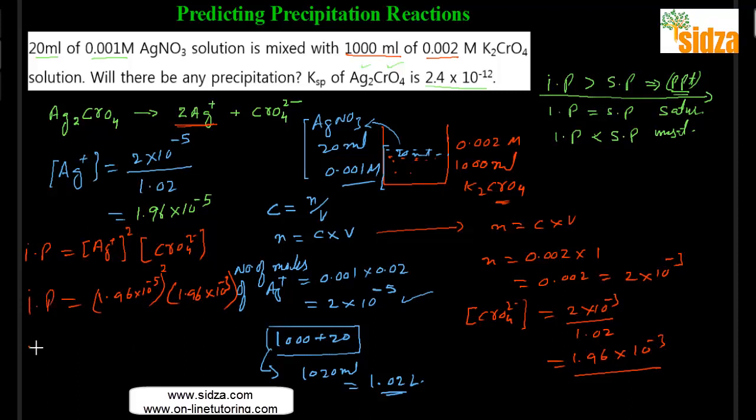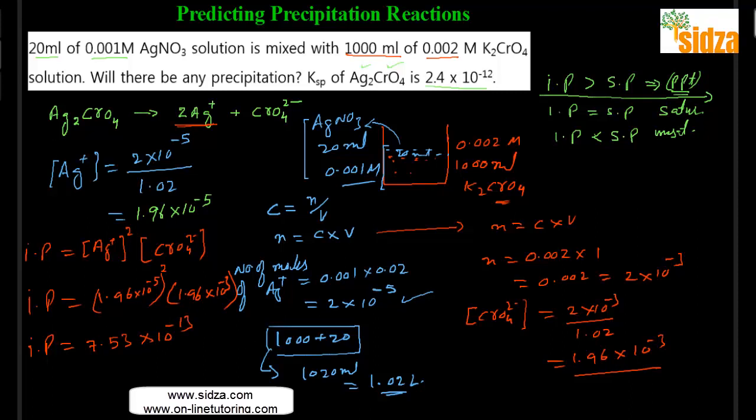So we can simplify this one. The ionic product here is 1.96 into 10 power negative 5 squared into 1.96 into 10 power negative 3. When you simplify the whole thing, it will be 7.53 times 10 to the power negative 13, right?